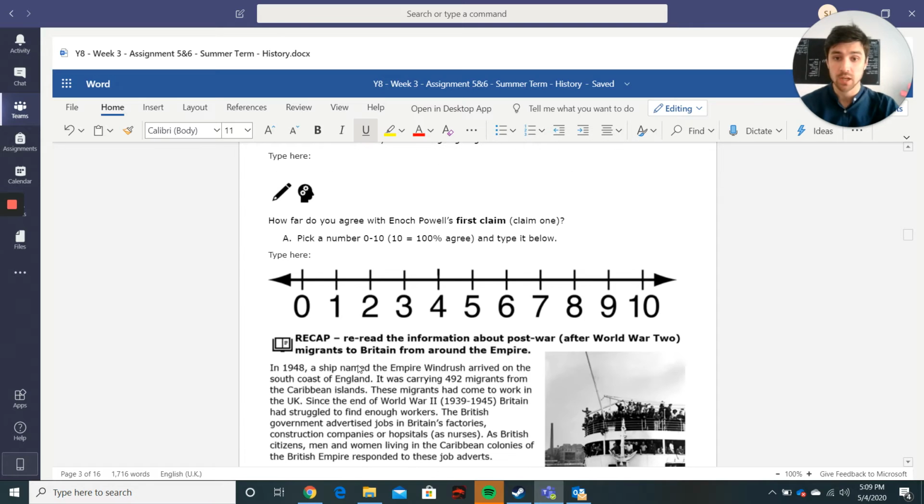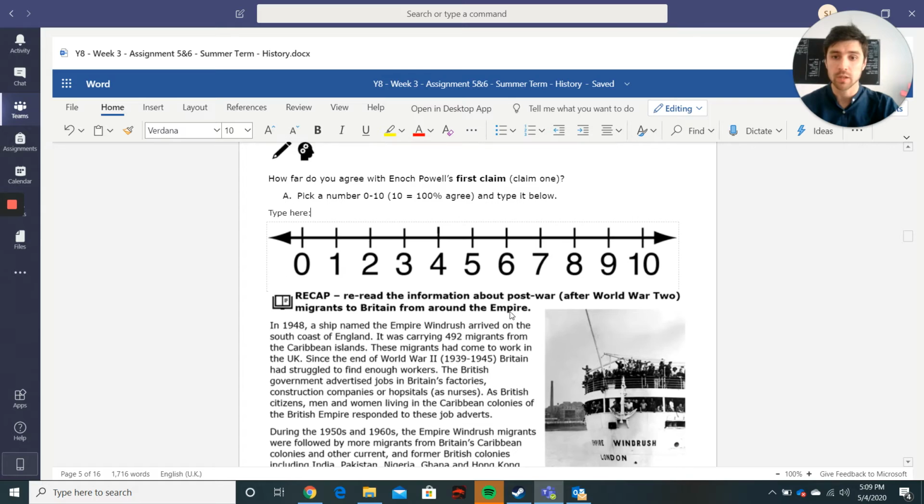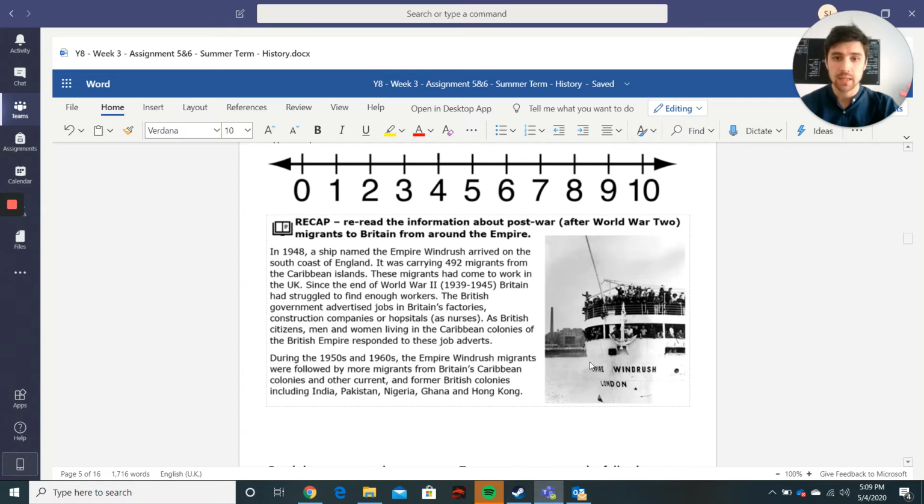Then you're going to type where it says type here, to show at the moment how far you agree, 10, or disagree, 0, with Enoch Powell. Complete all those tasks now, and then read the information below. You've read it before, it's just a recap of what we read in lesson 1. To do all of that, it should take you at least 6 minutes. Pause the video here, complete those tasks now.